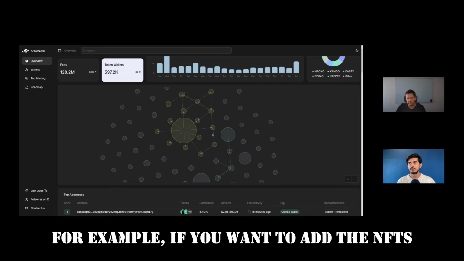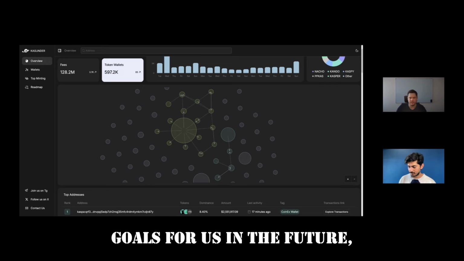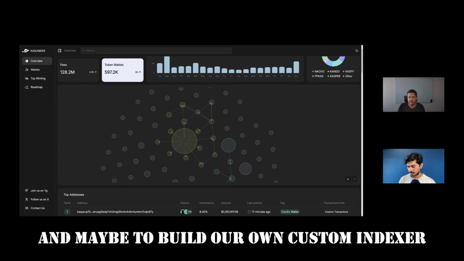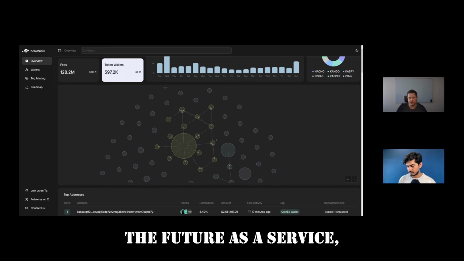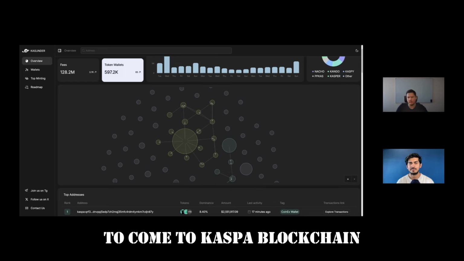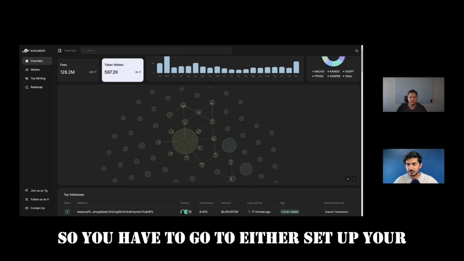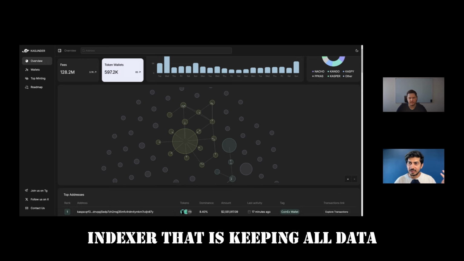For example, if you want to add the NFTs that are currently implemented by the Kaspa bot team, they have their own indexer. One of the ultimate goals for us in the future is to put all these things together and maybe build our own custom indexer that will show everything, and also provide it in the future as a service, maybe for the corporate clients that hopefully will start to come to the Kaspa blockchain. I see. So essentially, because of the pruning, Kaspa throws everything away after 3 days. So you have to either set up your own archival node, or go to an indexer that is keeping all the data.